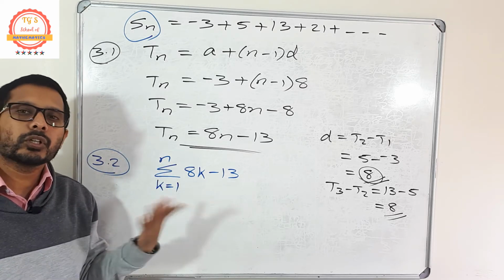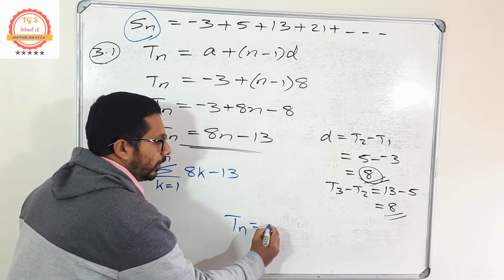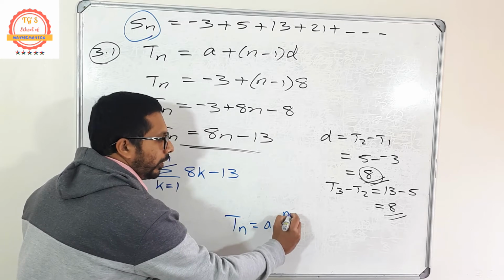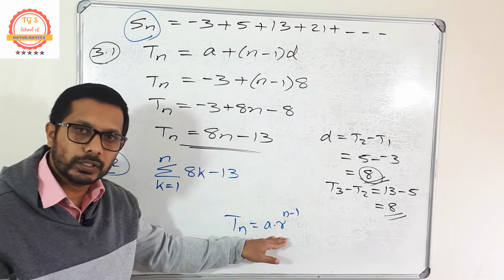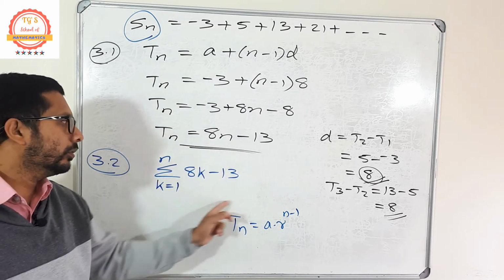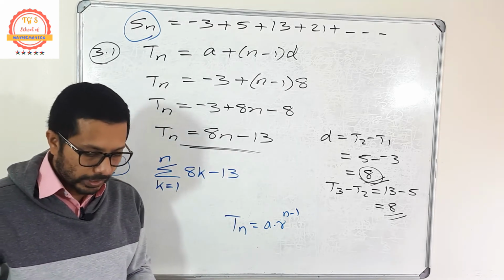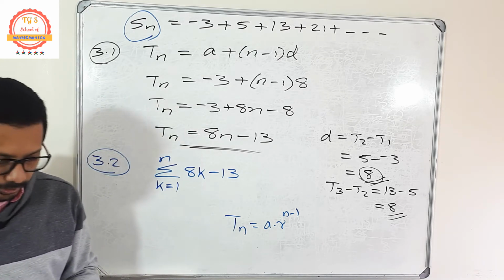If it is a geometric series, which formula do you have to apply? Tn is equal to a into r raised to n minus 1. If it is a geometric series, you have to find this one and then write it here. So this is the answer for this question. That is question number 3.2. Now let's go to question number 3.3.